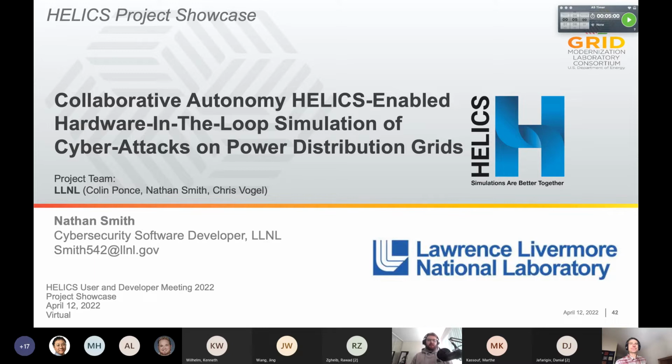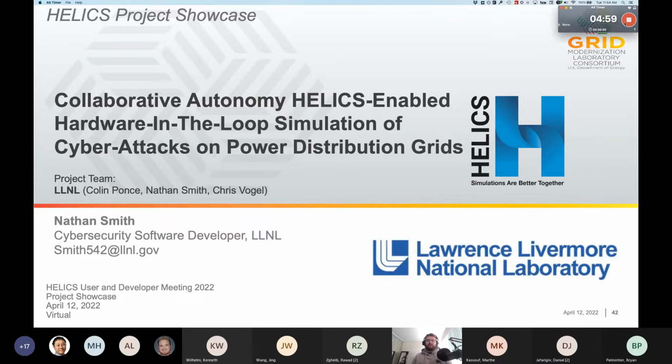So today I'm presenting on our project for collaborative autonomy with Helix-enabled hardware-in-the-loop simulation. In this project, we're providing a scenario where we could provide a cyber attack against some power distribution grids, making use of GridLAB-D as simulation software and Helix to help tie that all together. Next slide.